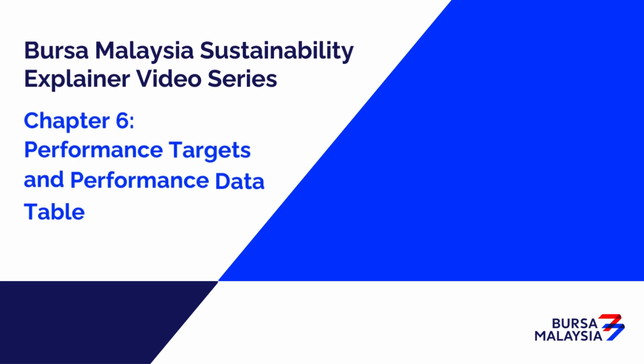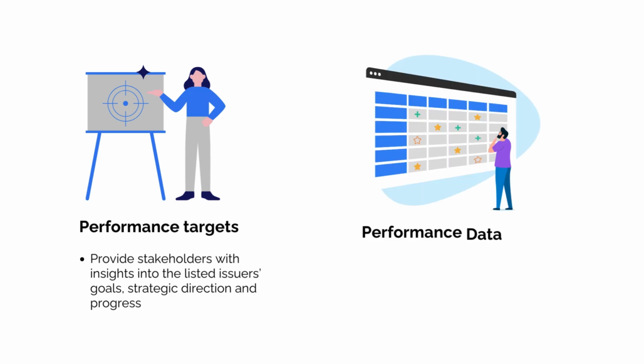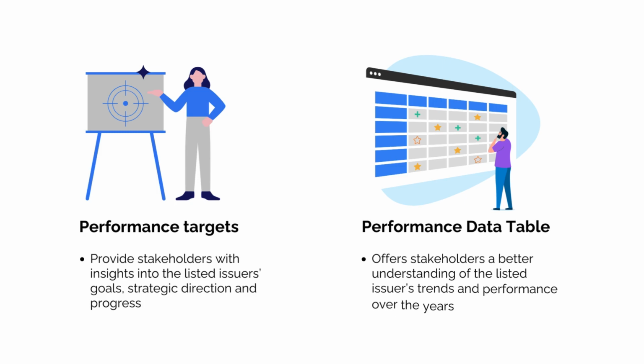In this chapter, we will discuss performance targets and performance data table. Performance targets are crucial as they provide stakeholders with insights into the listed issuer's goals, strategic direction, and progress in regards to the management of their material sustainability issues. On the other hand, the performance data table offers stakeholders a better understanding of the listed issuer's trends and performance over the years. Without further ado, let's jump straight into the performance targets.